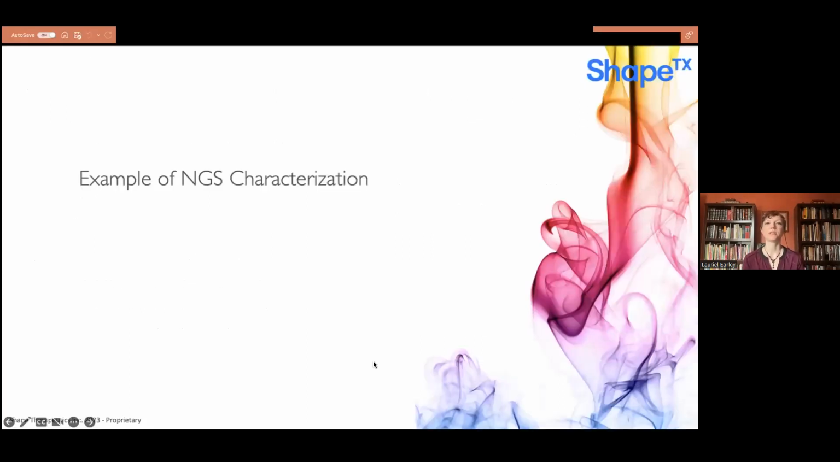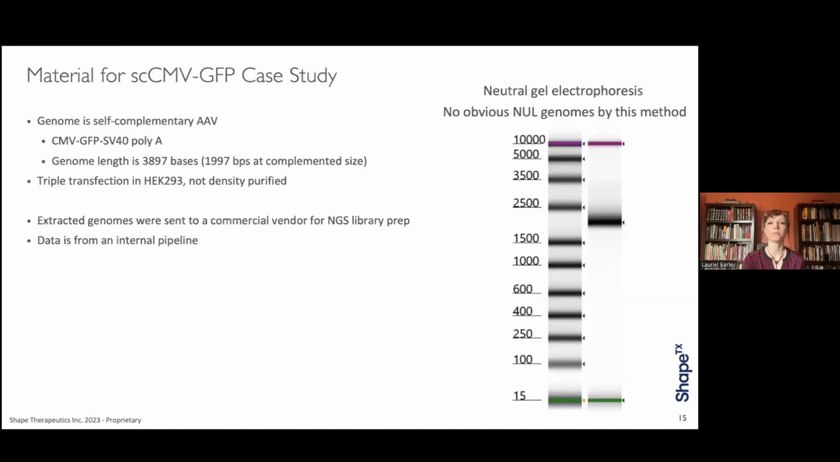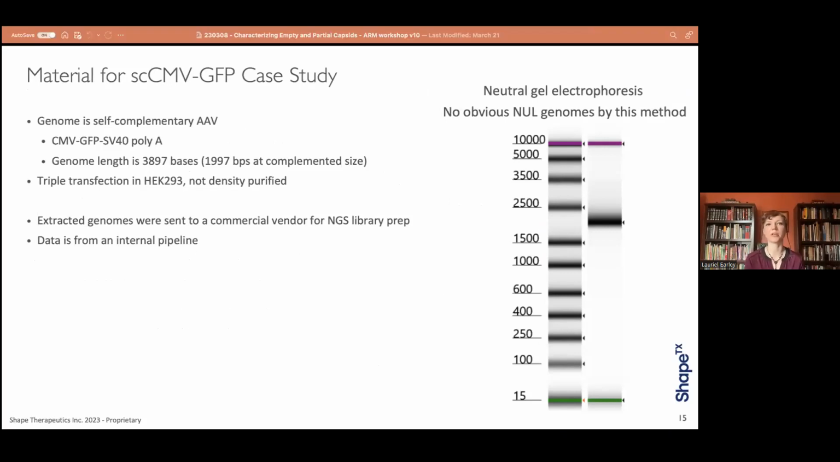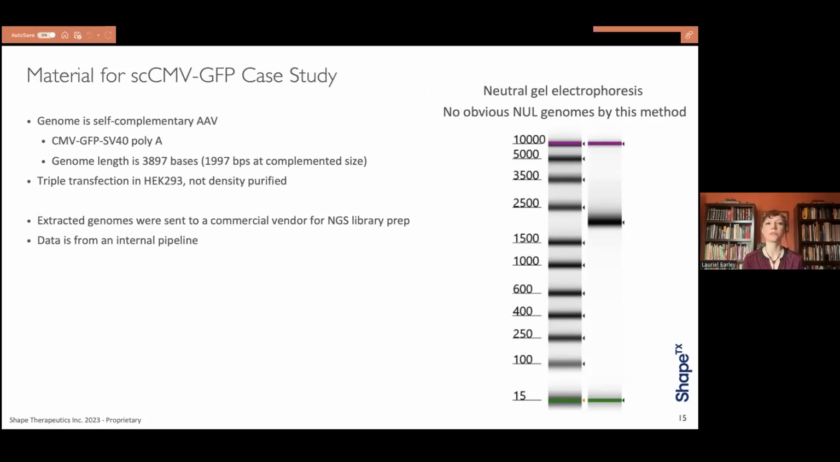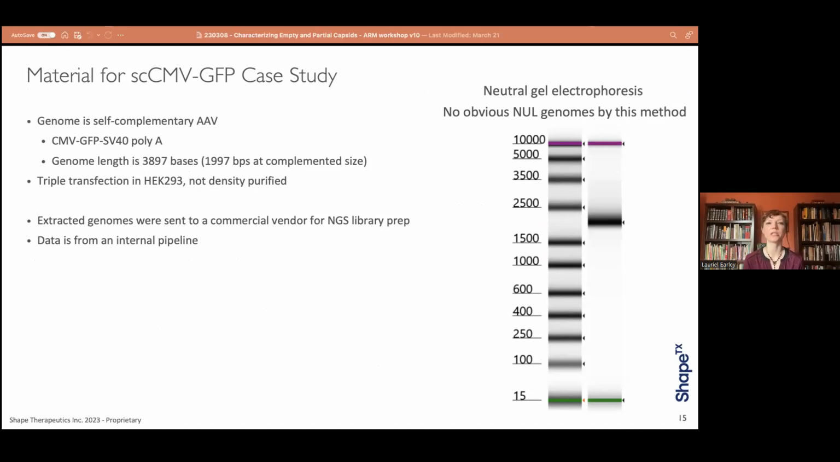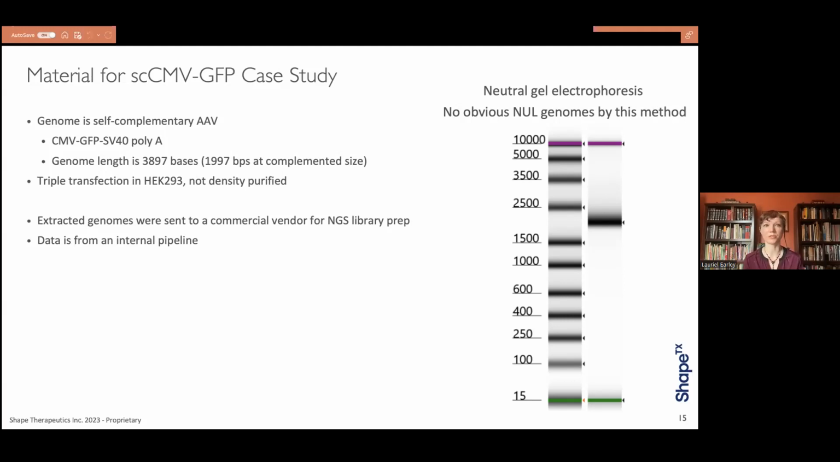So now I'm going to go through an example of an NGS characterization, and the material for this is going to be a pretty standard self-complementary reporter vector, CMV, GFP, SV40 poly A. This was made through triple transfection in HEK293 cells. It was not density purified, so this is not going to remove empties. This is going to contain everything that was in the prep as a baseline for what might be there. Also, I'm going to emphasize that this was not made under GMP conditions. This was laboratory grade triple transfection material.